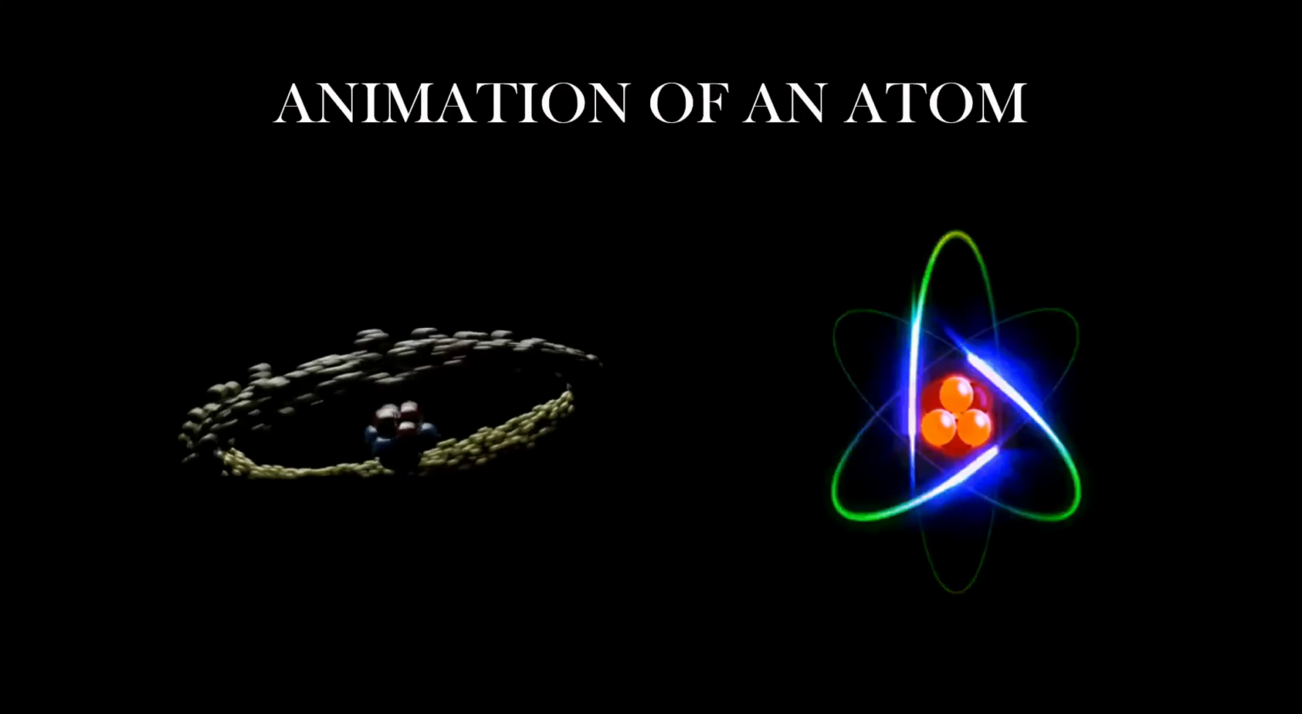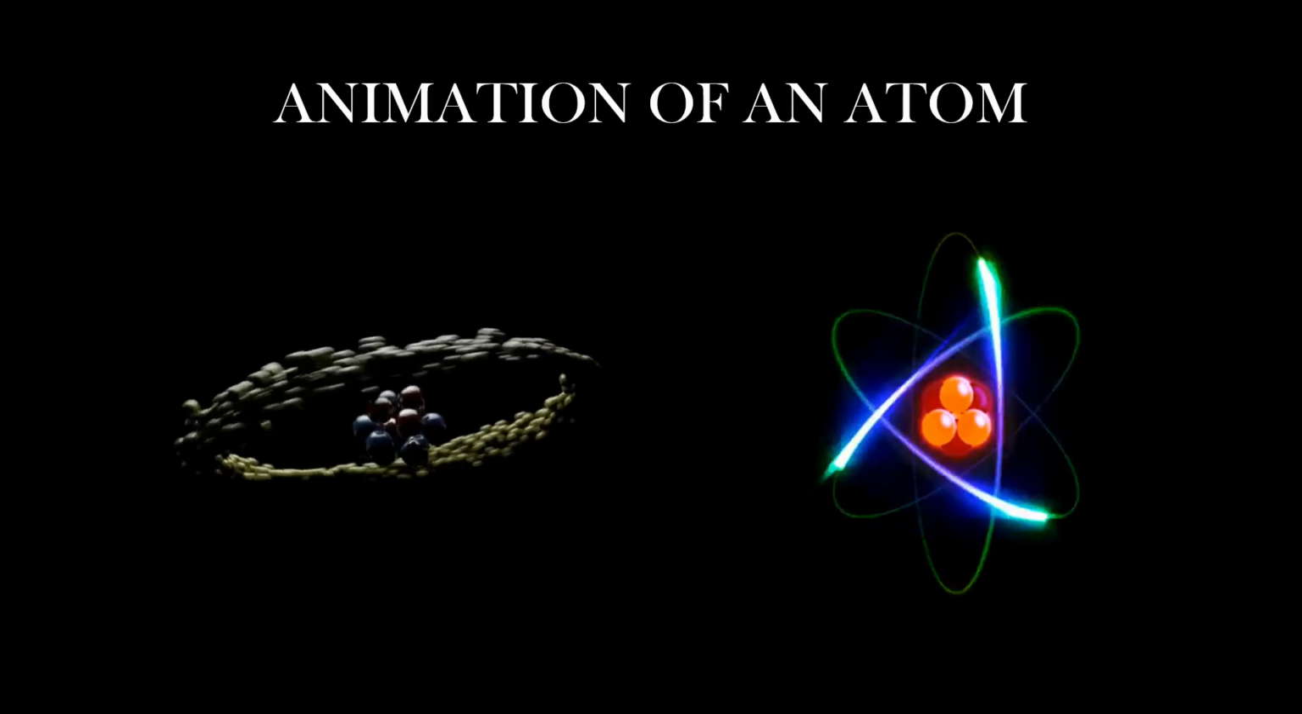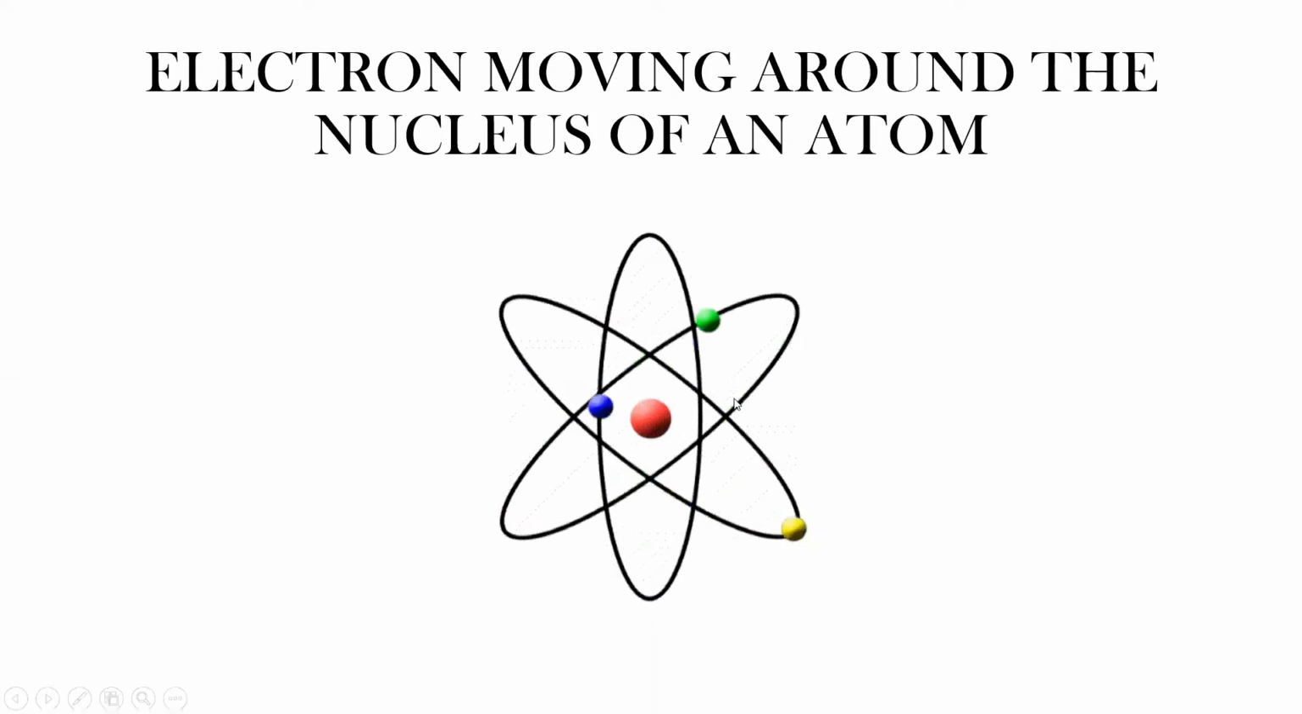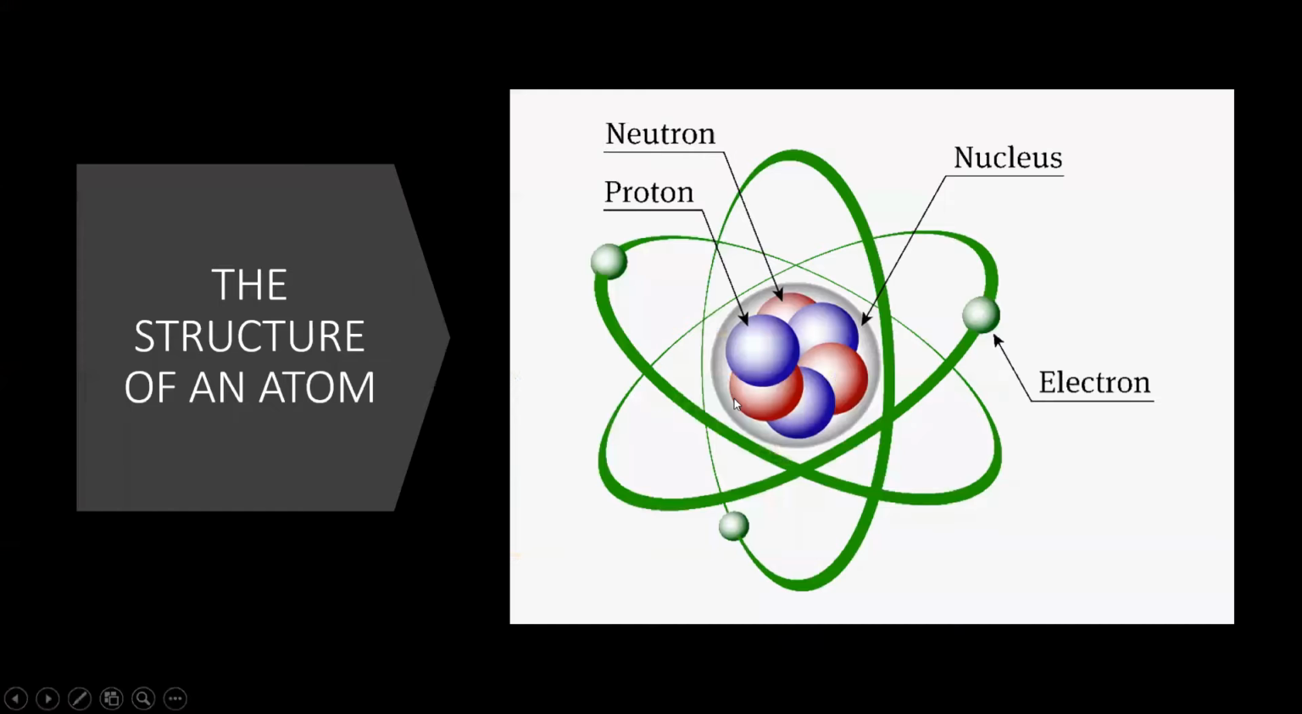All right, this is the animation of an atom. As you can see, in the center there is the nucleus, and electrons are moving around the nucleus. So this is the structure of an atom. As you can see, an atom consists of proton, neutron, and electron.